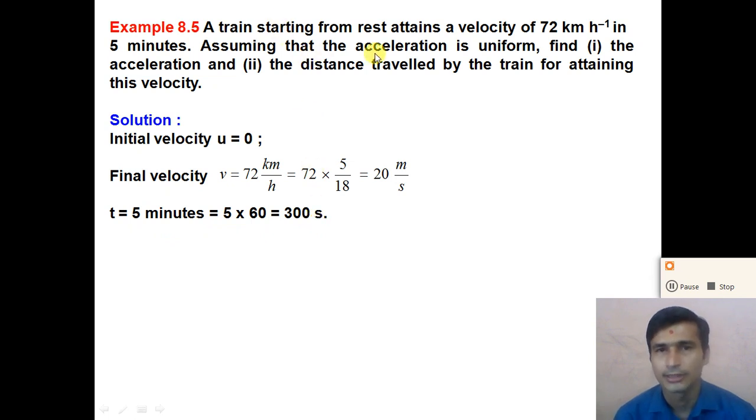Assuming that the acceleration is uniform. Here it is given that the acceleration is uniform, that means acceleration is constant. Find the acceleration, and second, the distance traveled by the train for attaining this velocity. So here we want to calculate two things. First one is the constant acceleration and second one is the distance traveled by the train.